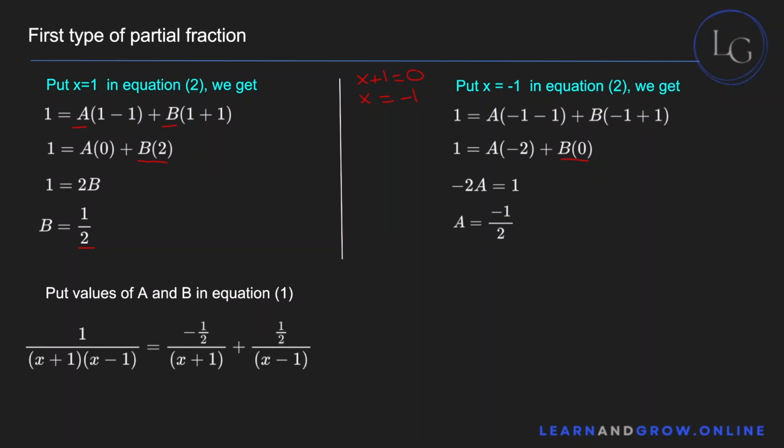Once you put them in the equation, you'll get this. Obviously, this 2 and this 2 will be multiplied with the respective denominators. And so you'll get this, and these are the required partial fractions.